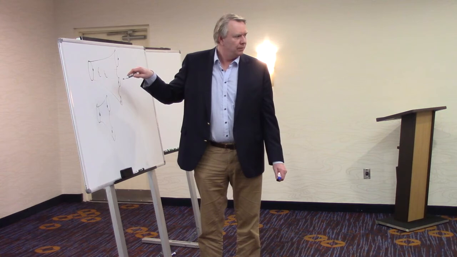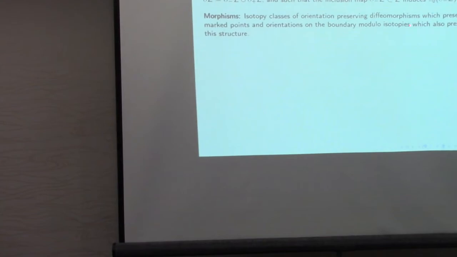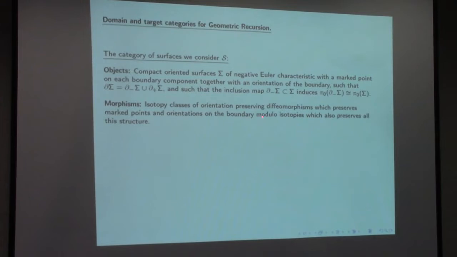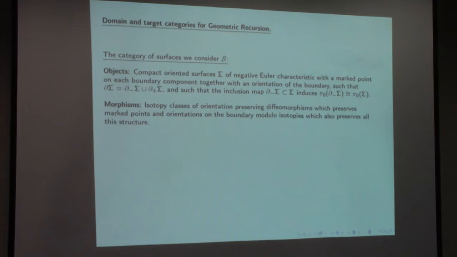Okay, and then the morphisms will be isotopic classes of orientation preserving diffeomorphisms, which preserve the mark points and orientations on the boundaries, modulo isotopies, which also preserve all that structure. So the diffeo has to preserve the mark points on the boundary, and it also has to preserve the classes in and out, and then up to isotopies also. Okay, so that is the domain category that I want to work with precisely.